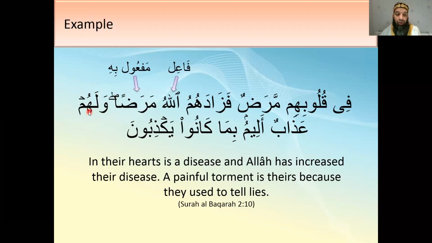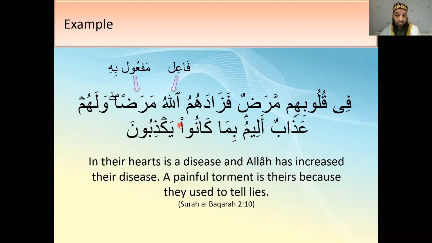Walahum, and for them. Lam means for, hum, them, walahum, and for them, adabun, a punishment, alimun, painful, bima, because of what, for what, with what. If you even translate in your mind with what, you still get the idea of what's going on. Because ba many times means with, and ma many times means what. So with what? Because of.